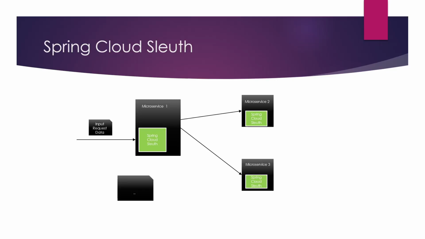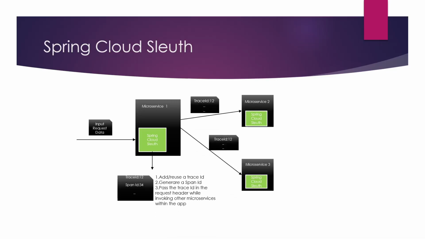As the input request is received at the microservice, Spring Cloud Sleuth inspects the request and does a series of steps. So what are the series of steps that Spring Cloud Sleuth performs when an input request is received? First, it adds or reuses a trace ID. If a trace ID is not present, it generates a trace ID and adds that. If the trace ID is present in the incoming input request, it just reuses the trace ID. Second thing is it generates a span ID.